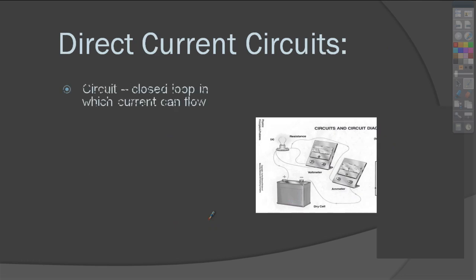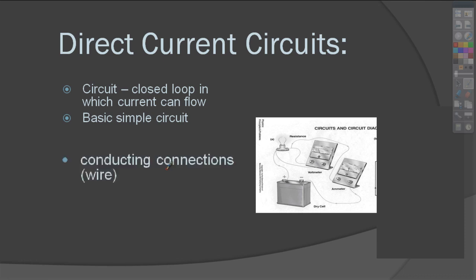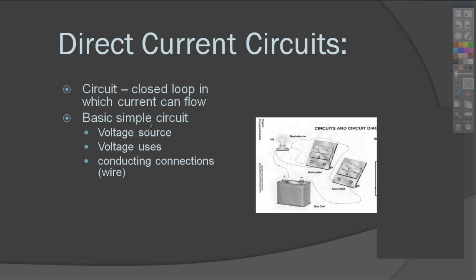You have direct current circuits, like I already said, a closed loop in which current can flow. Basic simple circuits: voltage source, voltage users, and conducting connections. So here's our battery, conducting connections, user, and then we can also measure stuff here with a voltmeter and an ammeter.